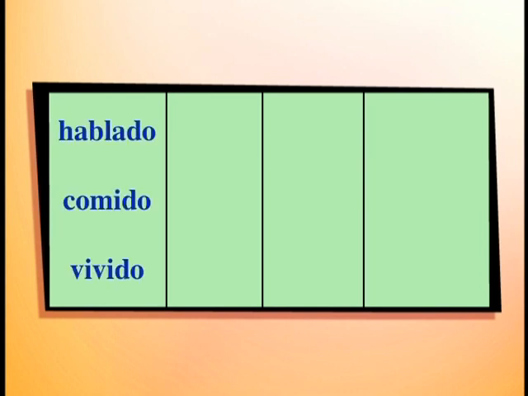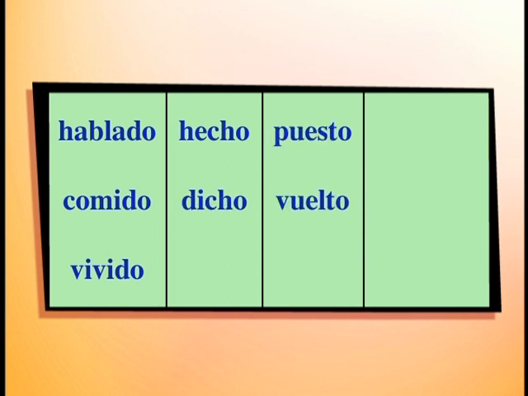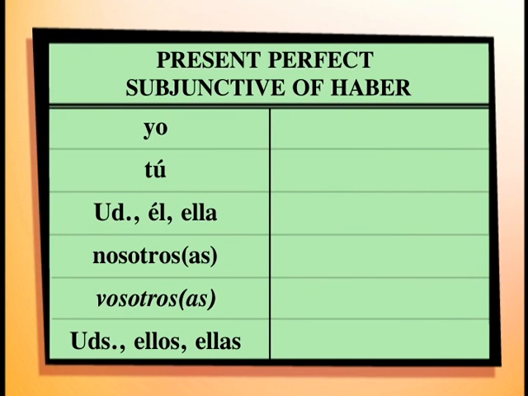verb. Some common past participles are hablado, comido, vivido. Hecho, dicho. Puesto, vuelto. Abierto, cubierto, roto. And the other half, the present perfect subjunctive of haber.